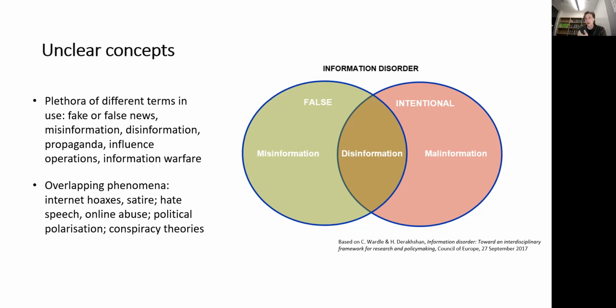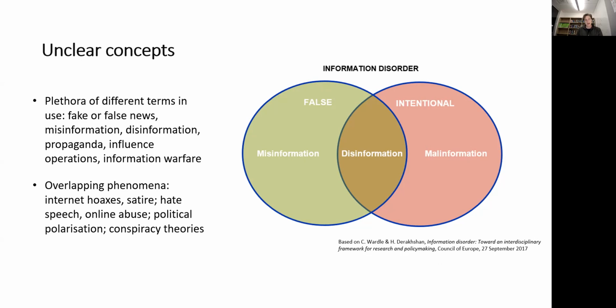And there's also a whole range of overlapping phenomena that are related to these, what you might call epistemic phenomena, that are to do with information and knowledge and truth. And these are things like internet hoaxes and satire, but also phenomena like hate speech, online abuse, and on the other political side, political polarization, conspiracy theories, and so on.